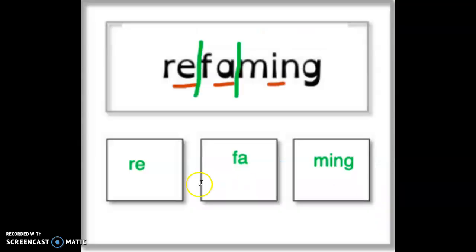Let's see what that word makes. In this syllable, we have an open syllable because it's a vowel letter. So it says re, long vowel sound, re. In the second syllable, we have another open syllable. So it will say the long vowel A, fe. And then in the last syllable, we have a closed syllable, which means it says ming. Re, fe, ming. Refaming.